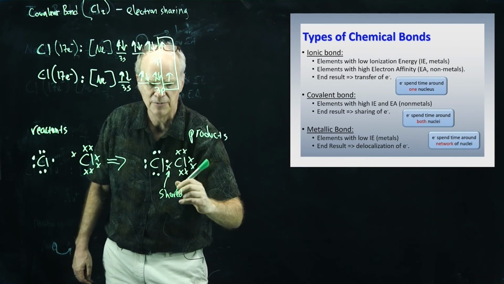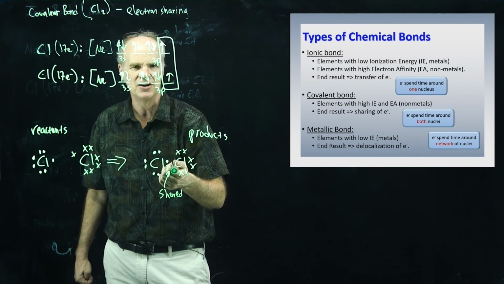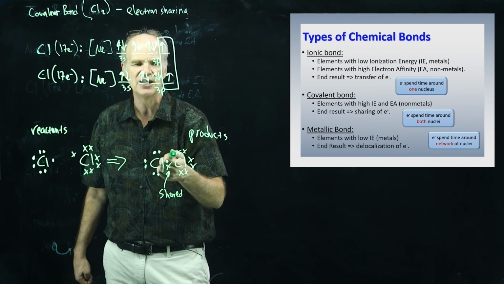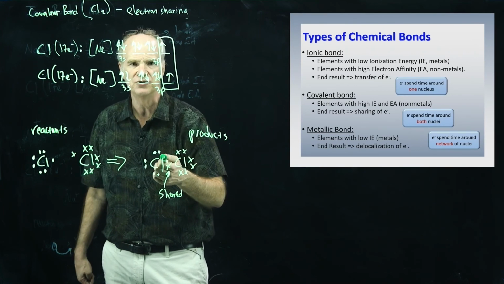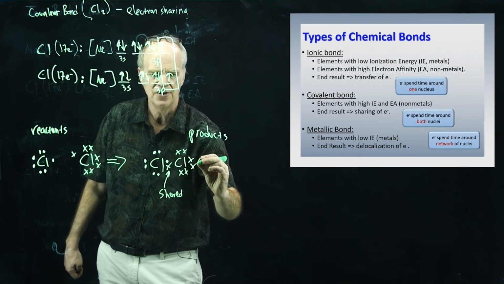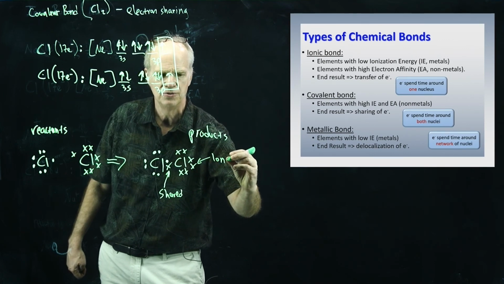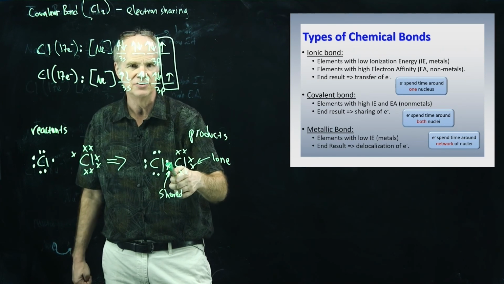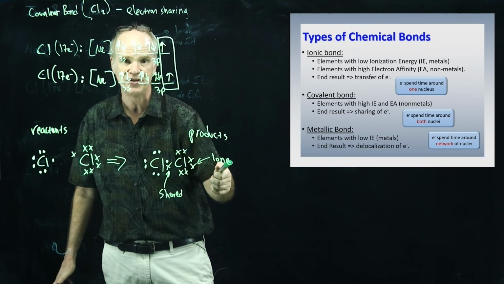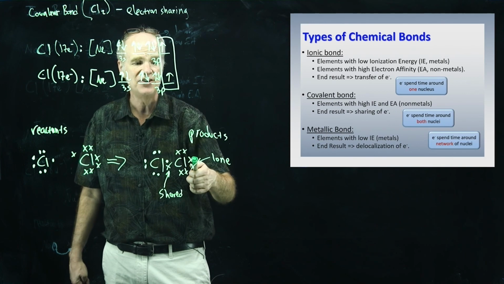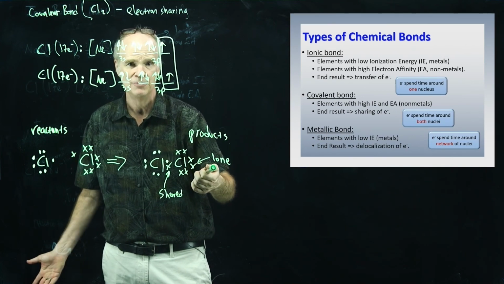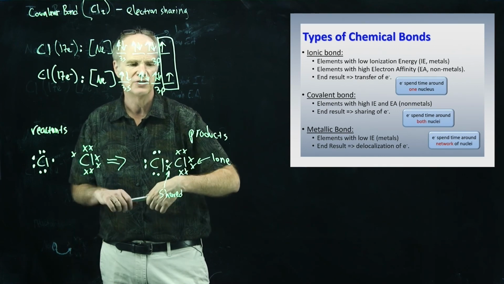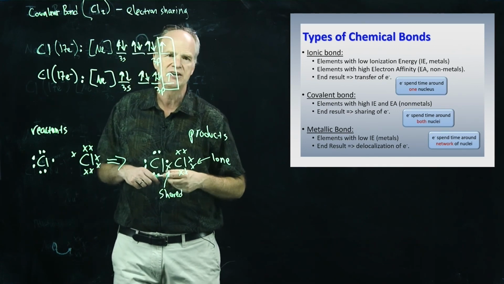Keep in mind that although it looks like this shared pair is localized between these two nuclei, in fact these two electrons are wandering around these two chlorine atoms. The other pairs are called lone pairs. Lone pairs are not between the nuclei of the chlorines. They're on the outside of one of the atoms, they stay pretty localized in their territory, and they don't tend to be shared between the different chlorine atoms. Okay, so that's how a covalent bond forms.